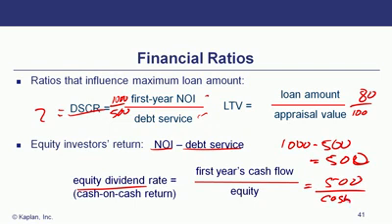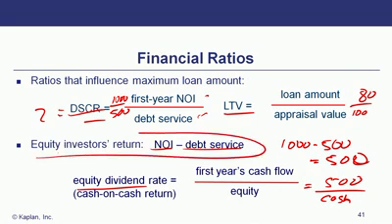So some ratios to analyze it. Debt service coverage ratio, that's just like an interest coverage ratio for an operating firm. Loan to value, straightforward. The equity investor's return in terms of dollars is NOI minus debt service, and then the equity dividend rate is just the equity investor's return in dollars divided by the equity that was put into the project to begin with. This is also sometimes called a cash on cash return.